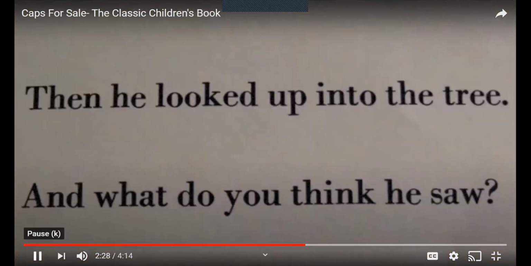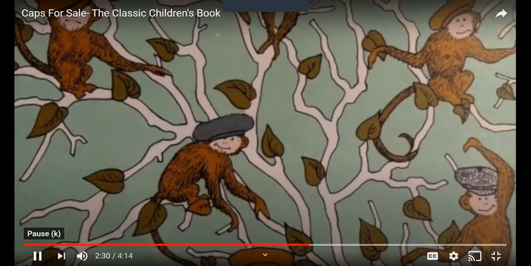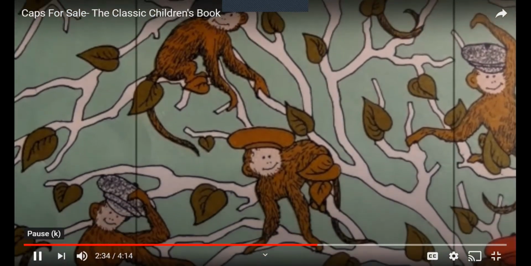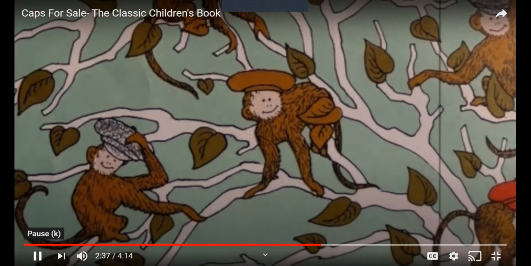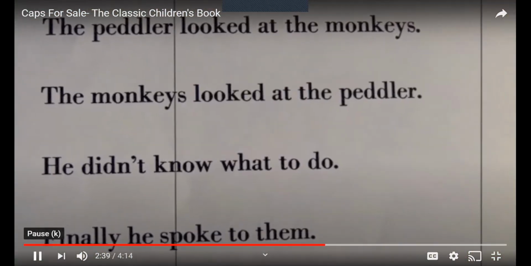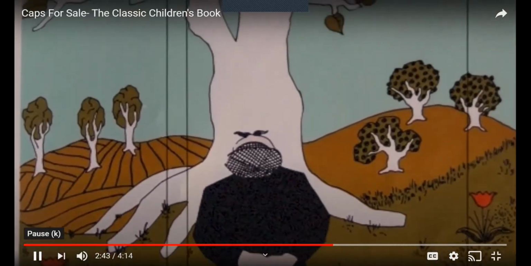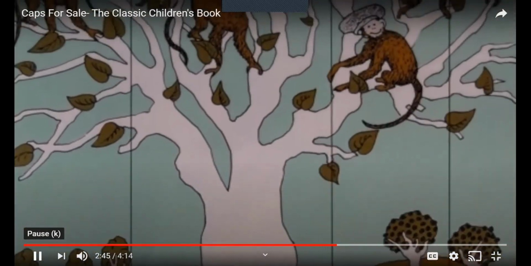And what do you think he saw? On every branch sat a monkey. On every monkey was a gray or a brown or a blue or a red cap. The peddler looked at the monkeys. The monkeys looked at the peddler. He didn't know what to do. Finally, he spoke to them.